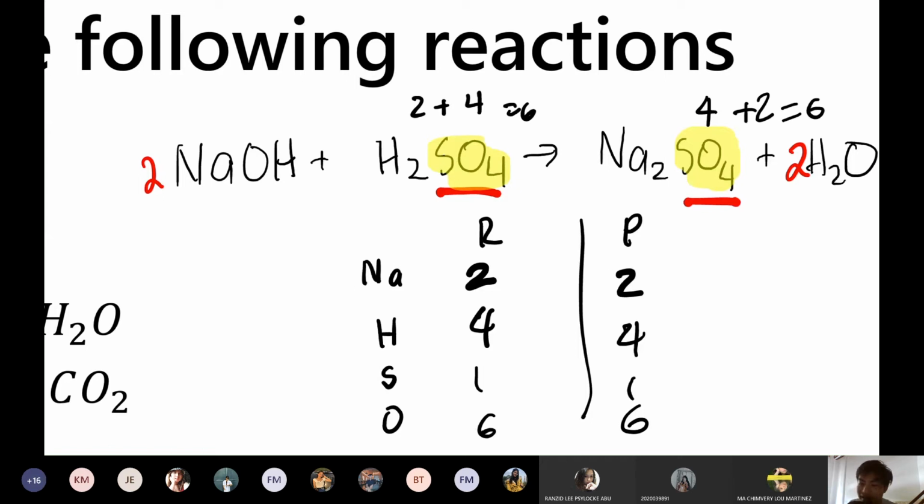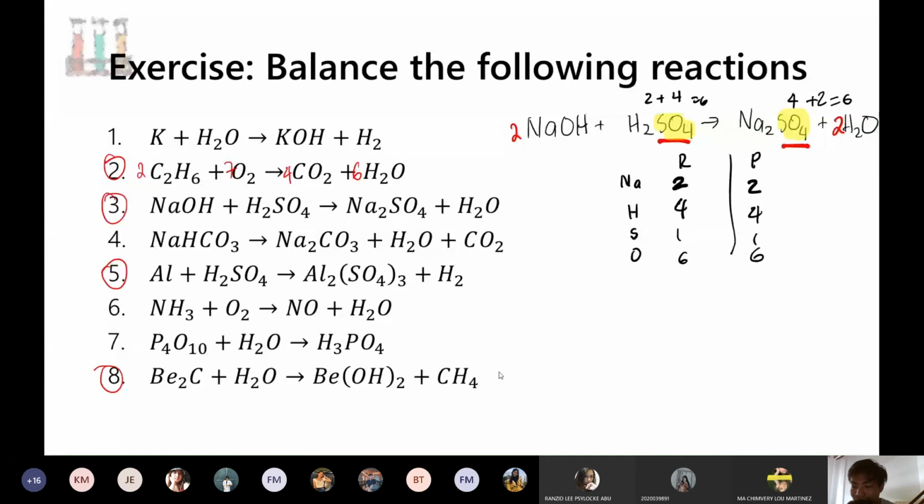Ganun lang talaga siya ka-easy. So, again, yung oxygen, least priority ha. Huwag niyo ipa-prioritize yung oxygen. Ganun lang. So, ayan, balance na yan. We're done.